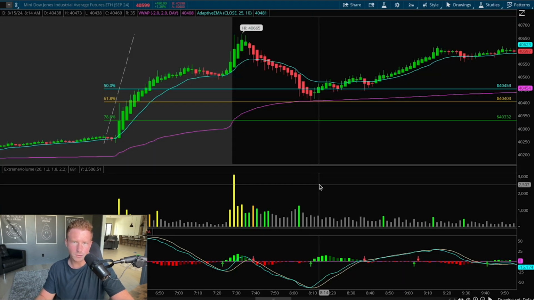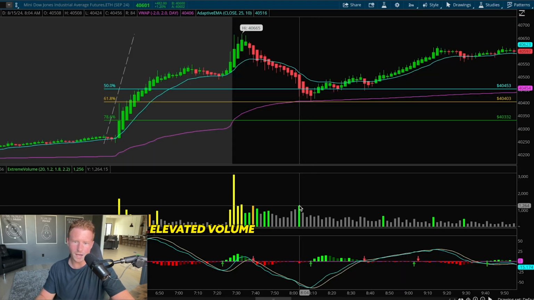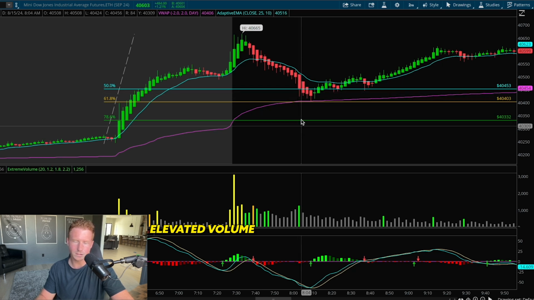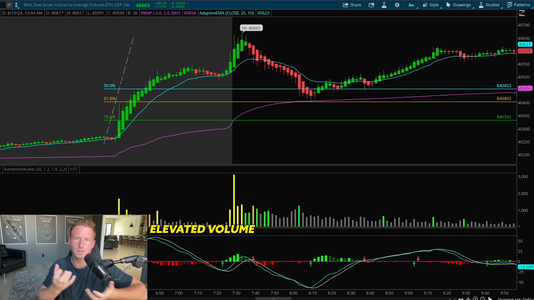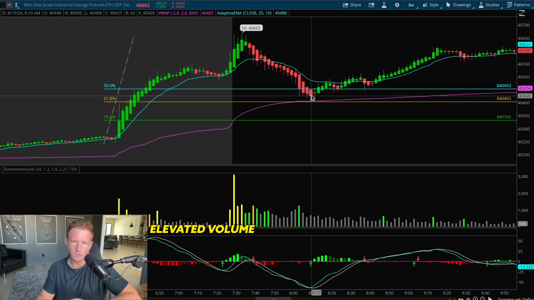The confirmations for me is I need to see some elevated volume. We had that here on this pullback. Big volume started coming in and we failed to keep going lower, right? So this told me a lot of buyers were absorbing those sell orders, and this could be a potential point where the trend starts to go back intact up to new highs.